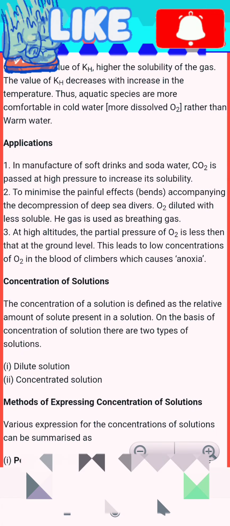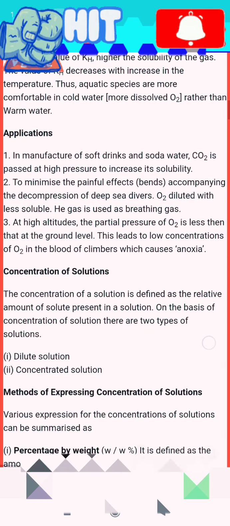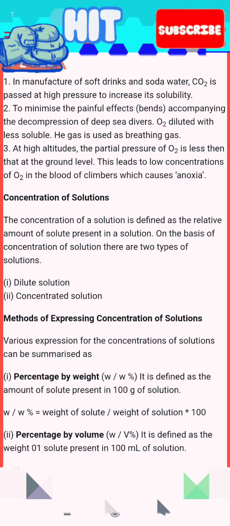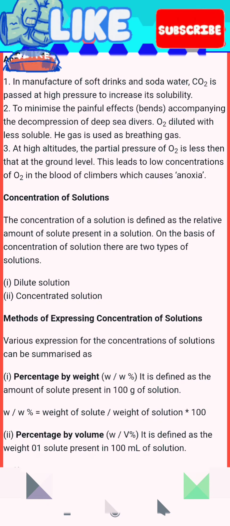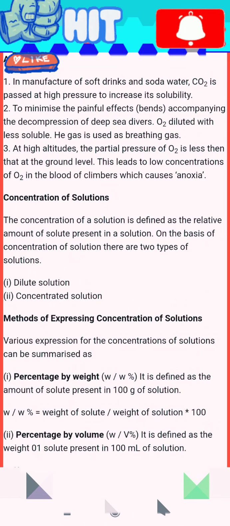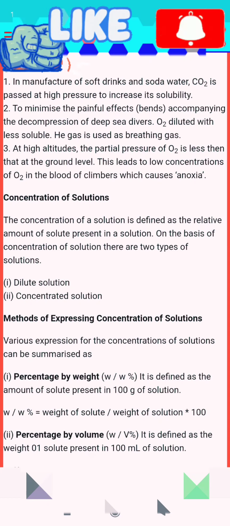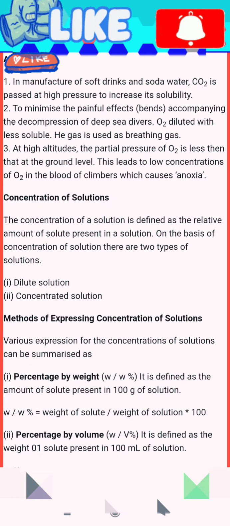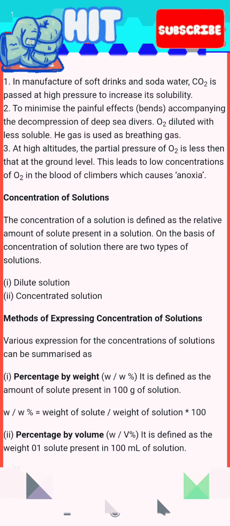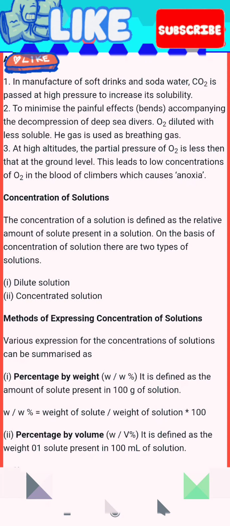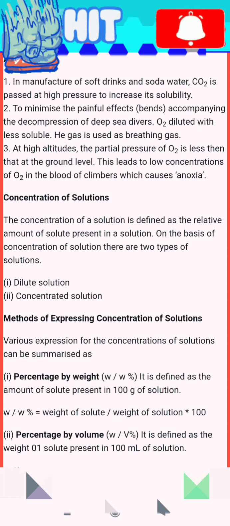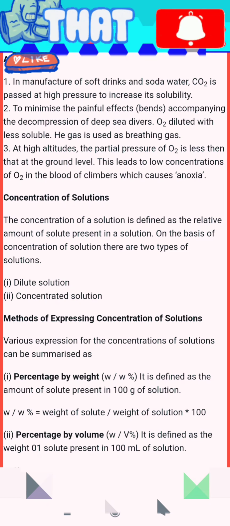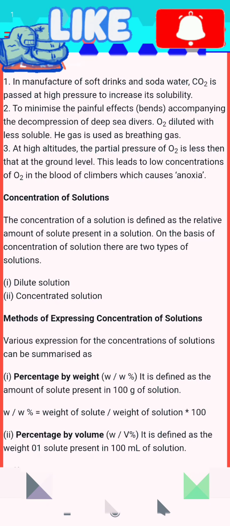Methods of expressing concentration of solutions. Various methods are used to find the concentration of solution. Number 1, percentage by weight. Here we have to take solute in grams as well as solution also in grams. Weight by weight percent equals weight of solute upon weight of solution into 100. You have to find the percentage, that's why you multiply by 100.